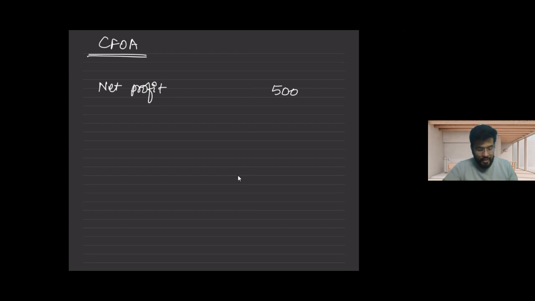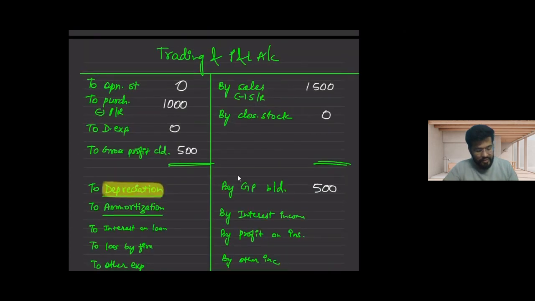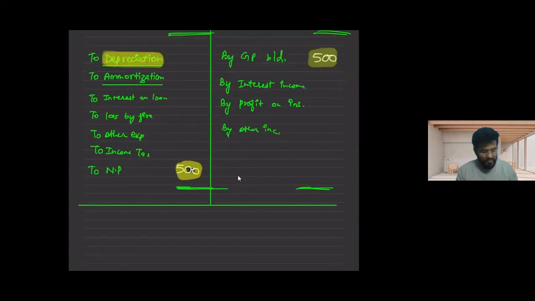500. Looking at the trading and P&L account, you can clearly see that goods are sold of 1,500. So obviously, if I sell something, I might have received some cash. Yes, sir. And if I have purchased something, I have paid the cash. So 1,500 is coming in, 1,000 rupees has gone out. How much am I left with? I am left with 500 rupees, and that is only my profit. Obviously, in the operating activities, that 500 is considered. Everything is good till now.